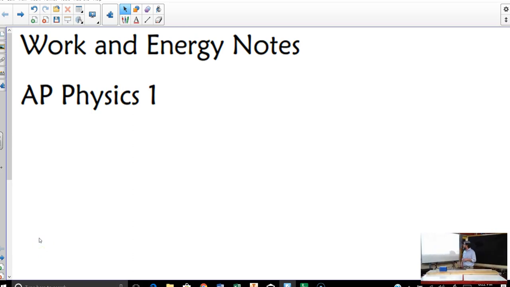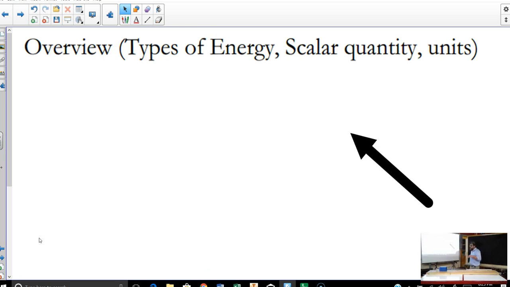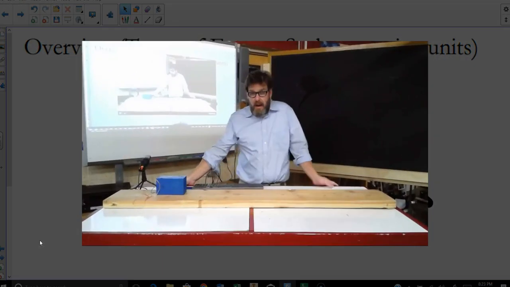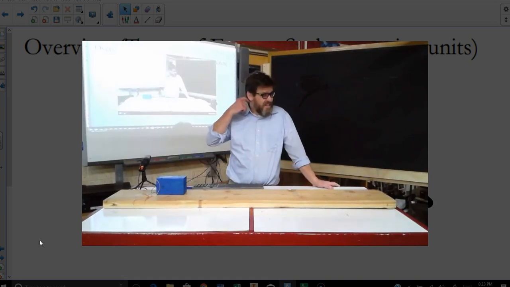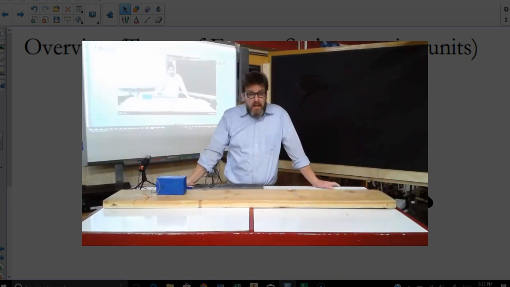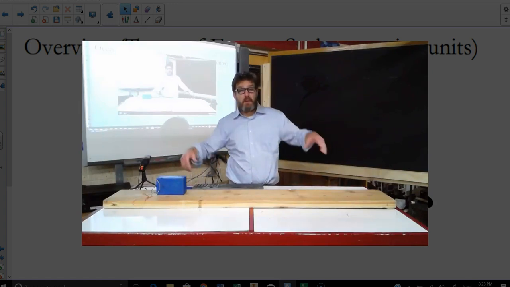Okay, so we're going to start off our unit on work and energy and power for AP Physics 1 with a brief discussion of different types of energy. So here's my suggestion to you. If you ever get a physics professor in college or some other person that claims to know everything, and they tell you they have a definition for energy, I can tell you right away, they're full of it. What energy actually is is pretty hard to define.